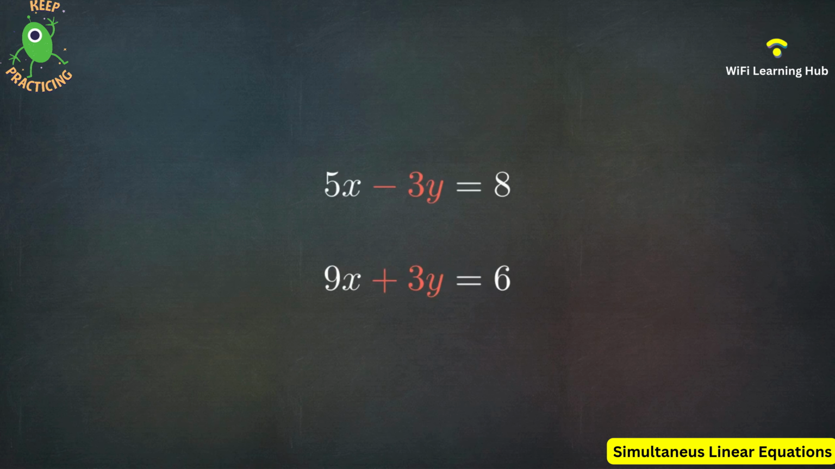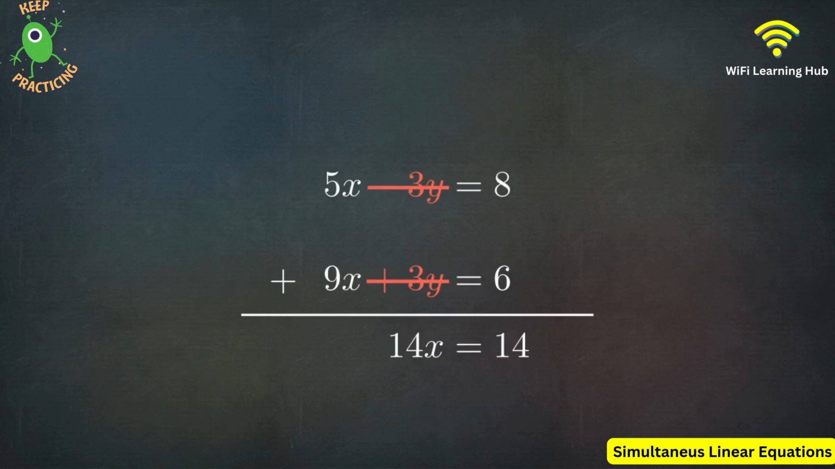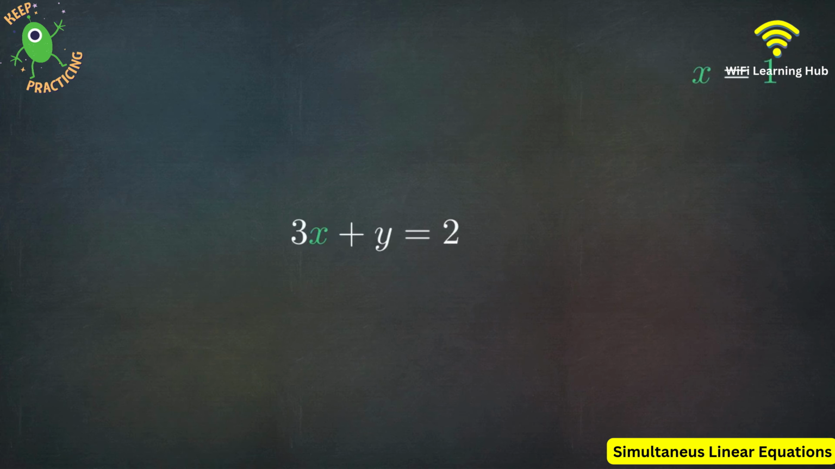Now, let's stack our original first equation over this new scaled equation and add them together. Watch the y variables. Negative 3y and positive 3y cancel each other out completely. With y gone, we combine the remaining terms to get 14x equals 14, which simplifies perfectly to x equals 1. Here's where you take over. Pause the video, take that x equals 1, substitute it back into our original 3x plus y equals 2 equation, and solve for y yourself.